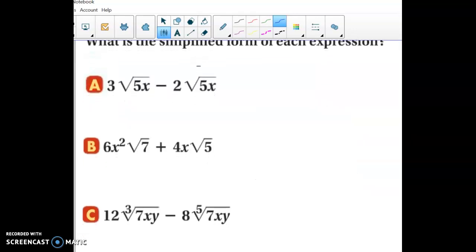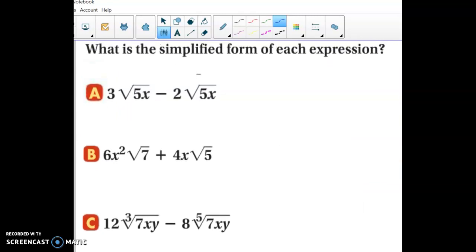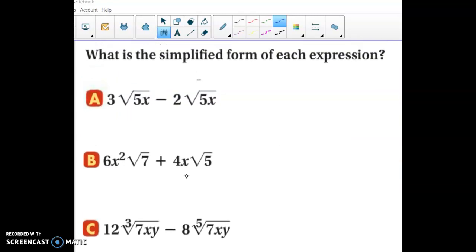All right, here's, I guess, 3 more quick ones for you to pause the video and give them a shot. All right, so it looks kind of crazy, but these are both square roots of 5x, so you can do 3 minus 2, and you just get 1 square root of 5x. These ones, the radicals don't match again, so it cannot be simplified. And then same thing down here, this is a third root and a fifth root, so even though the radicands match, it cannot be simplified.